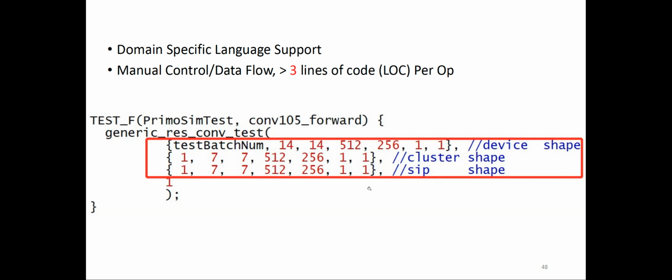So these 2 lines are the shapes that we bring the data to the L2 buffer, and also the data we bring into the L1 buffer. And with this shape, we actually describe the data flow already.